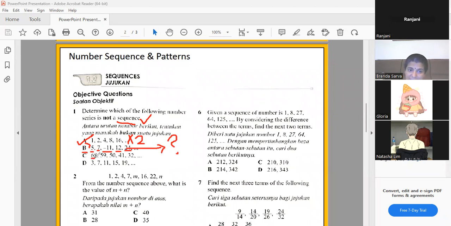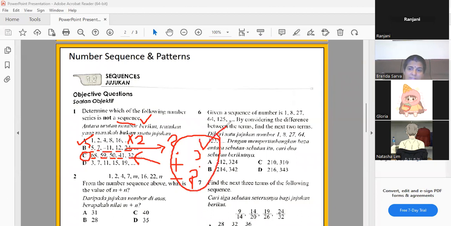Look at C, 68. Then it goes down to 59. Then it goes down to 50. Then it goes to 41. It goes to 32. What's happening here? Who can tell me? Put in the sequence in the chat. What sequence is happening for C? Is it addition or is it subtraction, and how much? If you got your answer, you surely know.